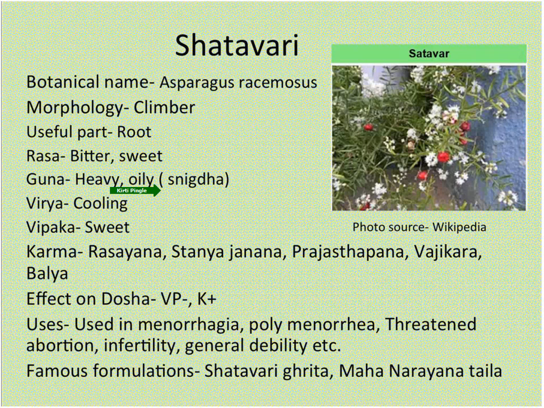So in general, it works as a rasayan dravya. It acts as a stanyajanan, prajasthapan. Prajasthapan means it helps in developing healthy, good progeny. Then Vajikara, meaning it acts as an aphrodisiac. Then Balya, so it improves overall health of your Rasadhatu, Mamsadhatu, Medadhatu. As for its effect on dosha, it is Vata and Pitta pacifying, and it will aggravate Kapha dosha, because it is sweet, heavy, oily, cooling, so all these properties will increase Kapha dosha.